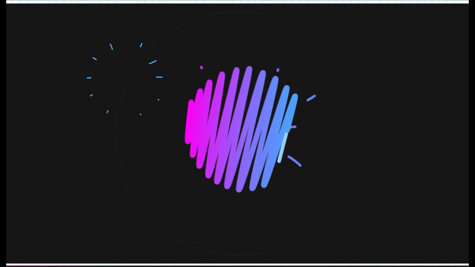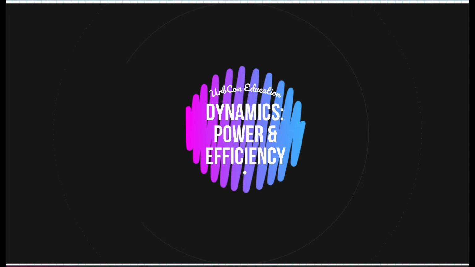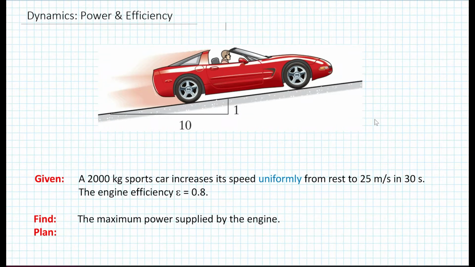Hey everyone, in this mini lecture we're going to be looking at a problem dealing with power and efficiency. So here's our first example. Given a 2,000 kilogram sports car increases its speed uniformly from rest to 25 meters per second in 30 seconds. The engine efficiency is 0.8. The maximum power supplied by the engine is what we're asked to find.